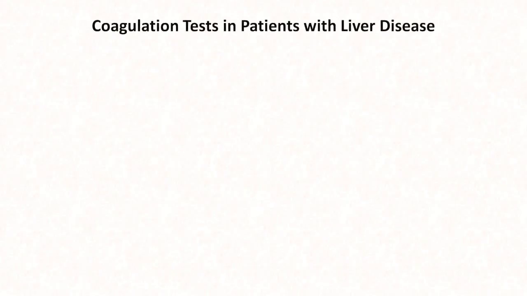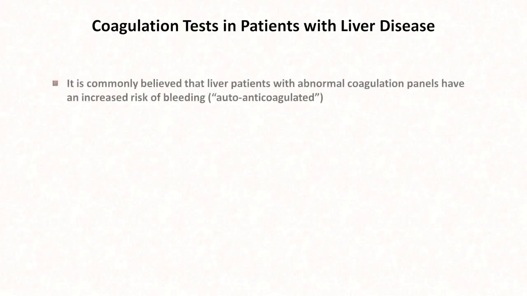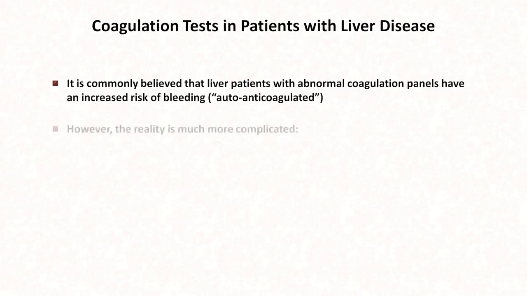So I'm almost at the end, but there are just two very quick practical topics that also need to be mentioned. First is the interpretation of coagulation tests in patients with liver disease. It's commonly believed that liver patients with abnormal coagulation panels have an increased risk of bleeding. On the wards, I often hear the term auto-anticoagulated, particularly in the context of the decision to not place a patient with cirrhosis on DVT prophylaxis. However, the reality is much more complicated.